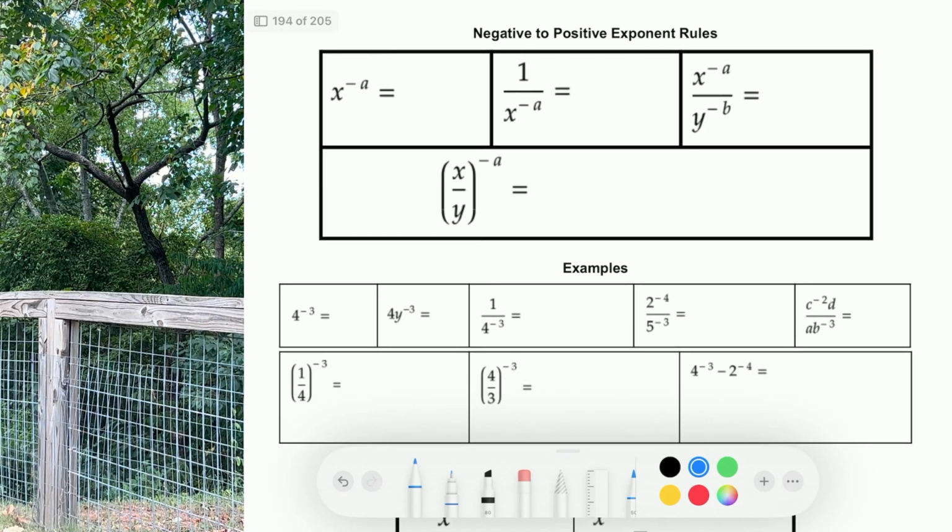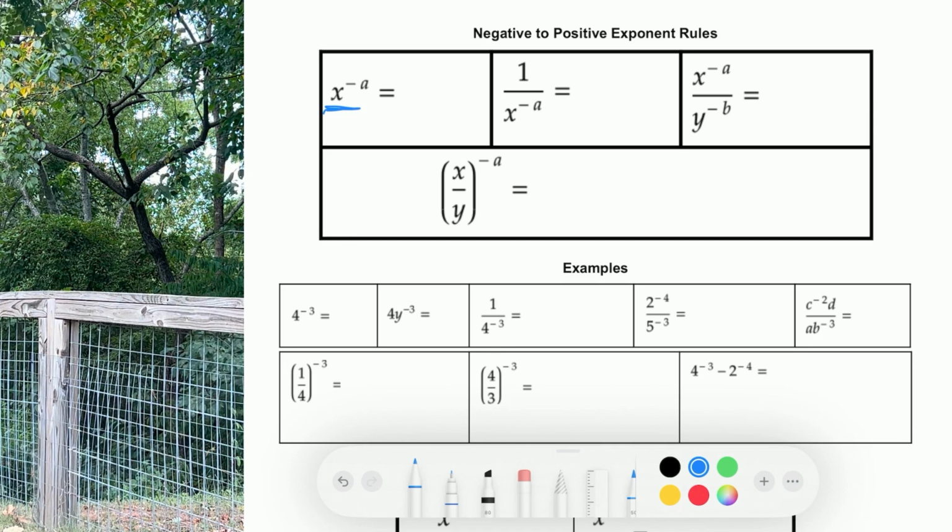All right, so let's look at this new rule. This is the negative to positive exponent rule. So if you have, like, this x here to a negative exponent, what you need to do is transform it to make that exponent positive. And the way we do that is we flip it to its reciprocal, okay?